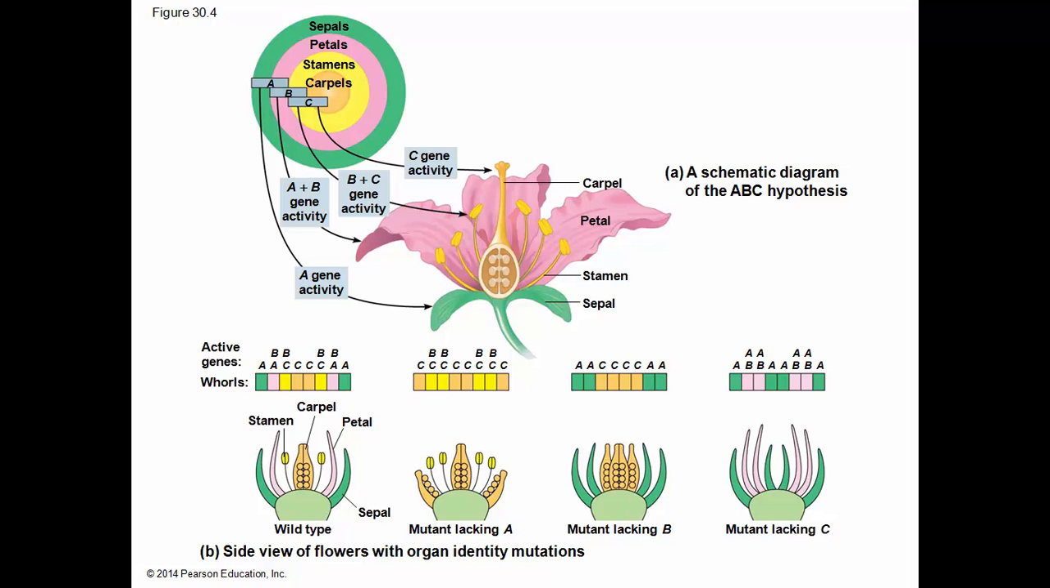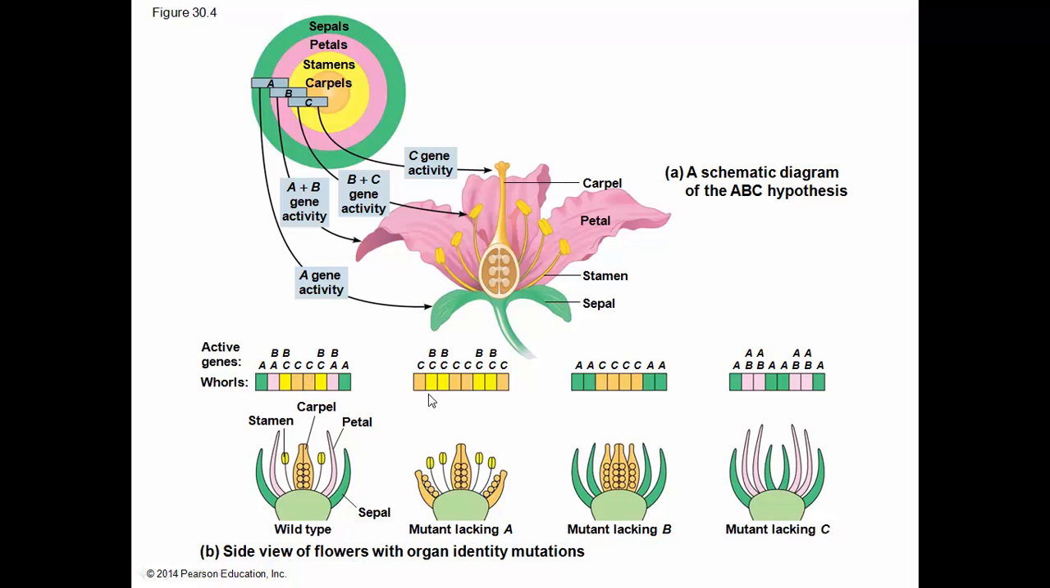Okay, here is a big diagram. It shows your sepals on the outside, petals on the inside, stamens next, and carpels on the inside. And here are the genes when they overlap. A genes affect the sepals. A and B affect the petals. B and C affect the carpels, and C alone affects the carpels. Okay, so I may have said one of those incorrectly, but bear with me here.